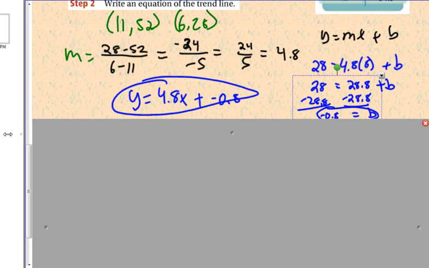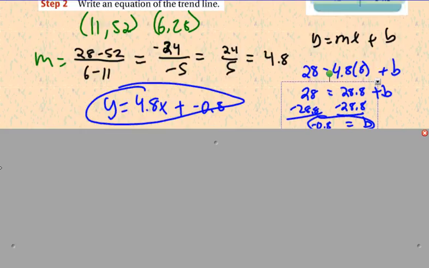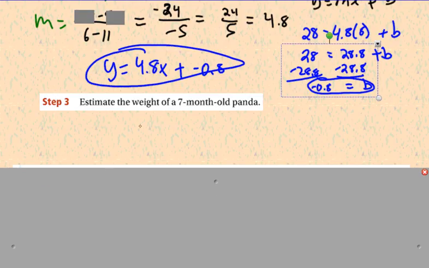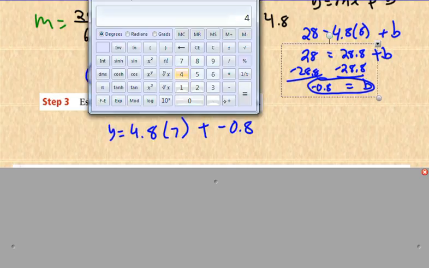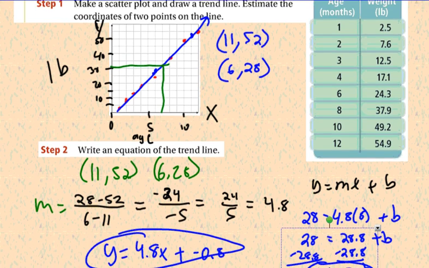Now if we want to figure out what it is when a panda is, was it a panda? Is that what we're talking about? I forget. Yeah, 7-month-old panda. So the age is the x, so we can plug in 7 for x. Estimate the weight, so we can do y equals 4.8 times 7 plus negative 0.8. Check on our calculator, 4.8 times 7 minus 0.8. It's going to be about 33.1 pounds. And we estimated it was about 32. So that's pretty darn close.